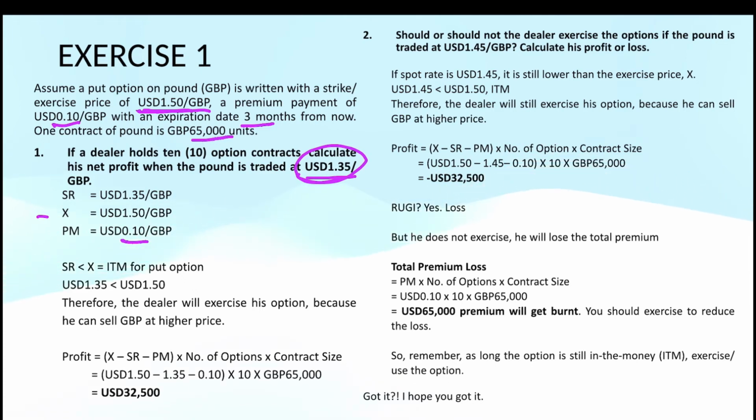If you look here, SR is less than the exercise price, which is 1.35 is less than 1.50. So remember, for the put option, if the spot rate is less than the exercise price, it is ITM, in the money. So you have to exercise the option. Therefore the dealer will exercise his option because he can sell GBP at a higher price.